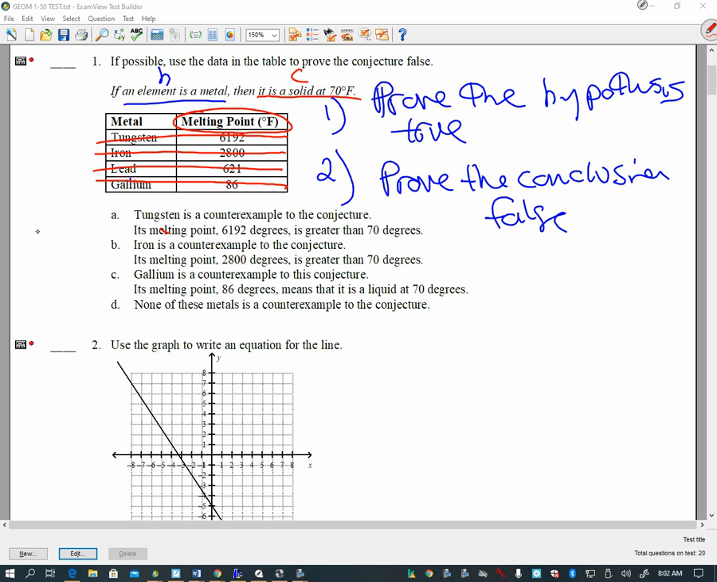Now, what they might give you is something like mercury. Mercury, I forget when it becomes a liquid, let's say its melting point is at, let's say, 50 degrees Fahrenheit. Would that be a counterexample? Okay. So I'd want a statement to go along with that. Mercury is a metal, so that proves the hypothesis true, but it is a liquid at 70 degrees Fahrenheit. Therefore, it proves my conclusion is false. Therefore, mercury is a counterexample. Does that make sense? Okay.